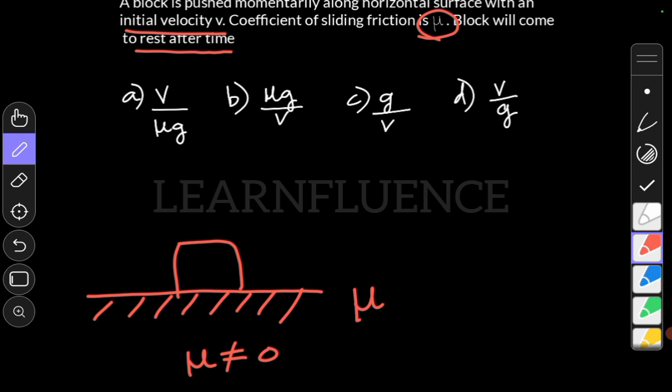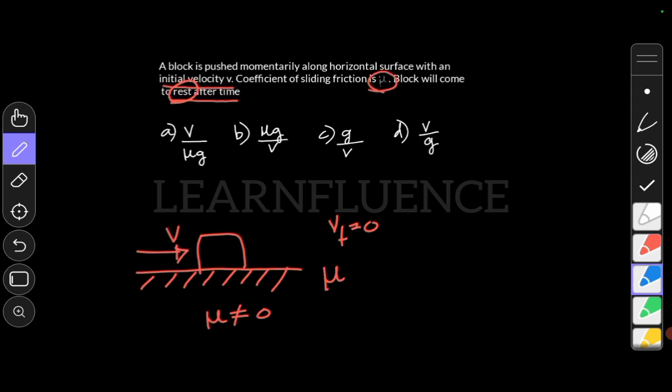So the surface is rough and the block is moving with an initial velocity v. We need to find the time when the final velocity becomes 0. That means the body comes to rest. So here the body is coming to rest after some time, and we need to find this time.